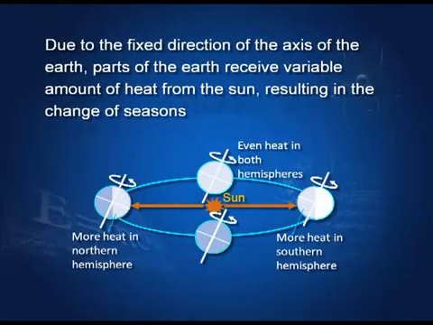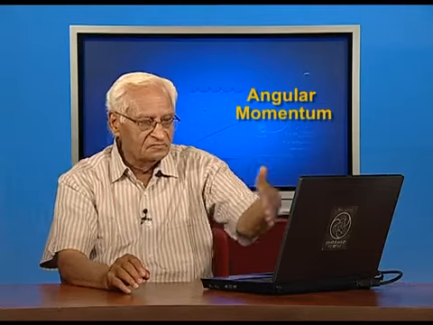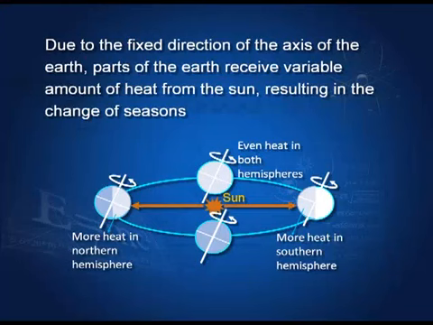The result is what I have shown here. As the Earth goes around the sun, its axis always points in the same direction. You have done this in geography, but at that time you did not understand that this is a consequence of the conservation of angular momentum. Here is the Earth in 4 positions, and you can see that the axis points in the same direction.